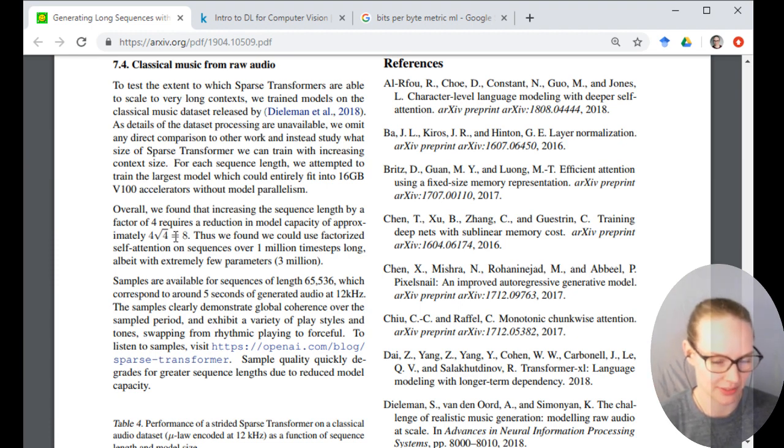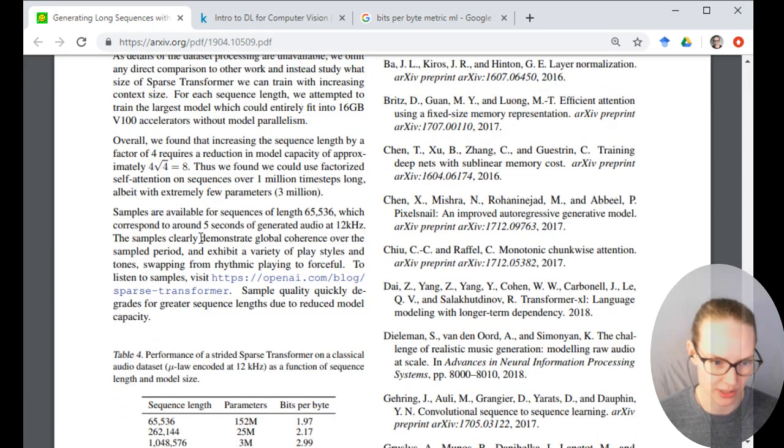Samples are available for sequences of length 65,536, which corresponds to around 5 seconds of generated audio at 12 kilohertz. So they are using a sequence where the tokens, or the items in the sequence, are time points in the sample rate. That makes sense. The samples clearly demonstrate global coherence over the sample period. So when I went and listened to the samples, a given sample was forte or pianissimo. It's been a minute since I took music notation. They were either loud or quiet, or sort of had one level in there, and they had a similar beat and rhythm throughout.